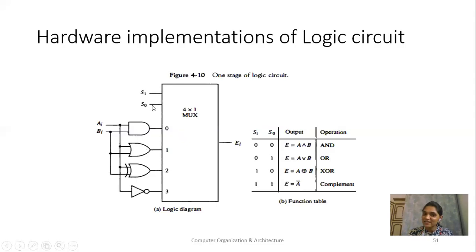If your selection is 0 0, then with Ai and Bi your result will be Ai ANDed with Bi. That means the AND operation on the ith bit will be performed. Similarly, if your selection is 0 1, then the ORing operation; if 1 0, then the XORing operation; and if 1 1, then the complement or NOT operation is performed. If your system has 8 bits, then you require 8 such stages, and in the ith stage you will provide the ith bit.